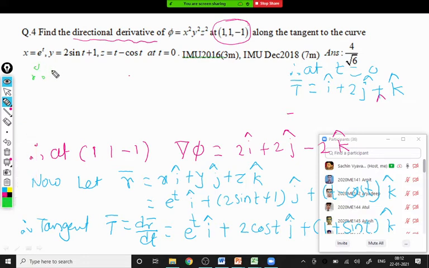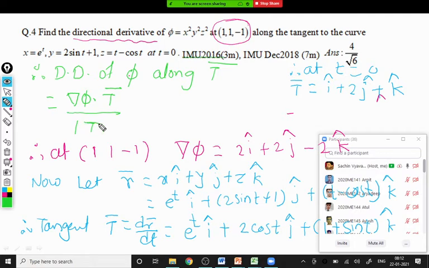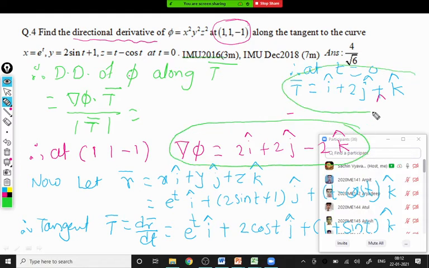Therefore, the directional derivative of phi along t bar is equal to del phi dot t bar upon the magnitude of that t bar vector. And let me take a dot product now. We have this del phi vector dot this vector. So like a1 b1, 2 into 1 is 2. Then again 2 into 2, that is 4. Lastly, minus 2 into 1 is minus 2, divided by the magnitude of the t vector, that is 1 plus 4 plus 1, that is 6.